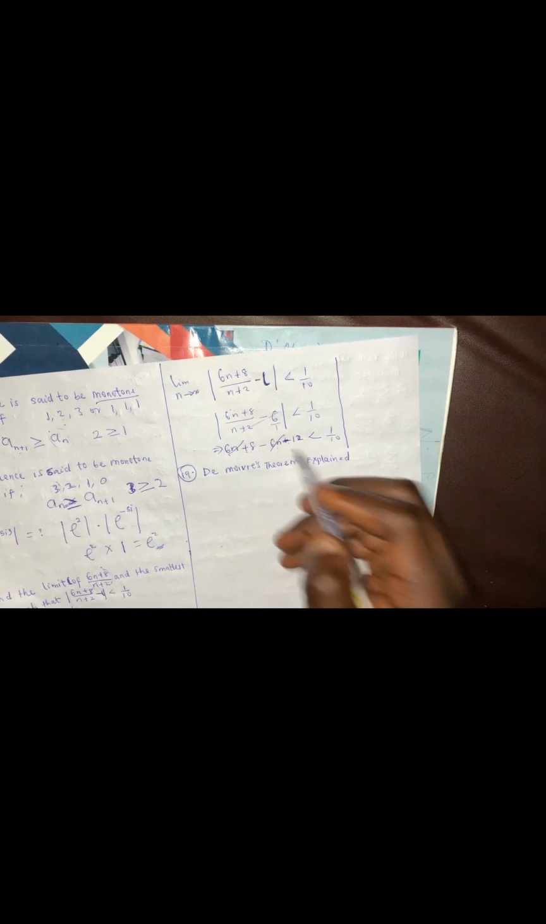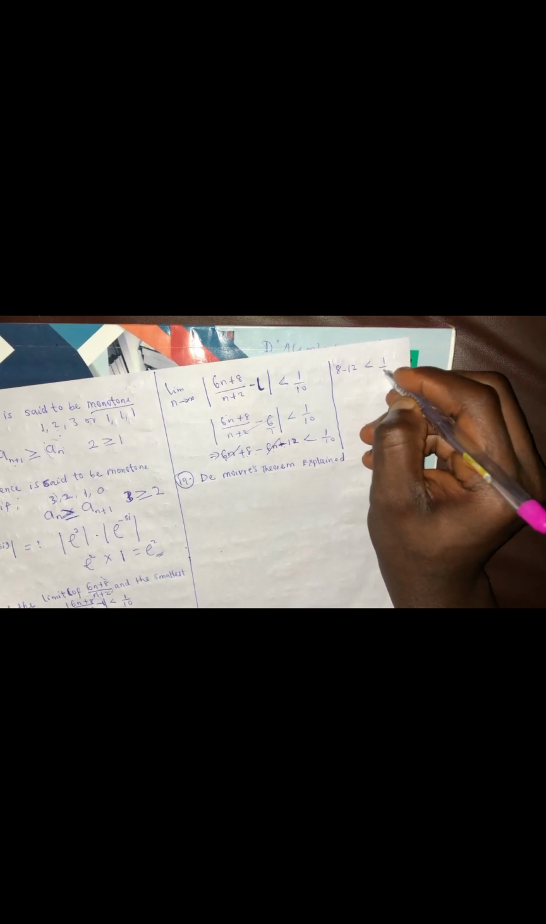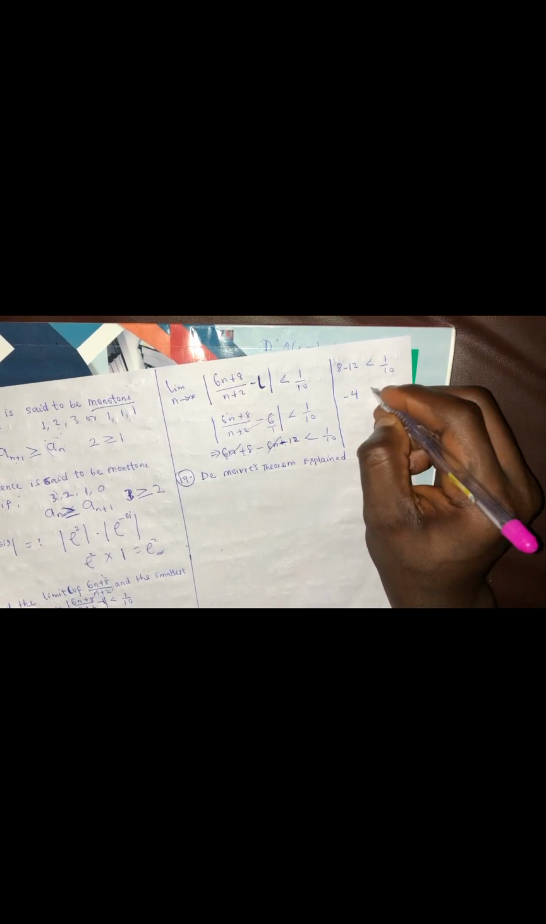Okay, with that being said, let me solve it further from here. Now 6n minus 6n we cancel, right? Then what we have here is 8 minus 12, which is less than 1 over 10. What is 8 minus 12? Minus 4. Minus 4 is less than 1 over 10, right?